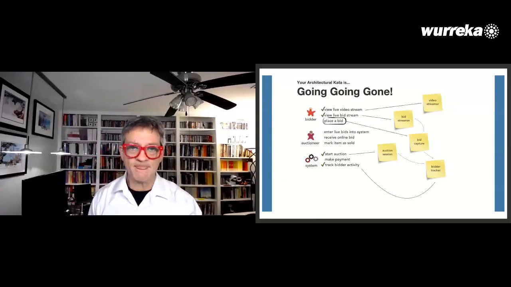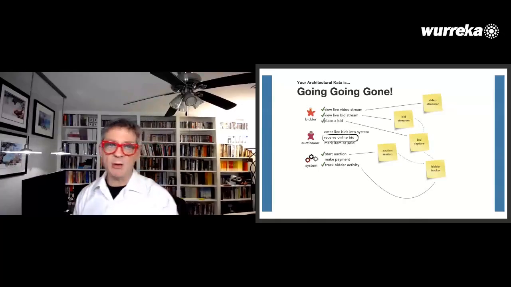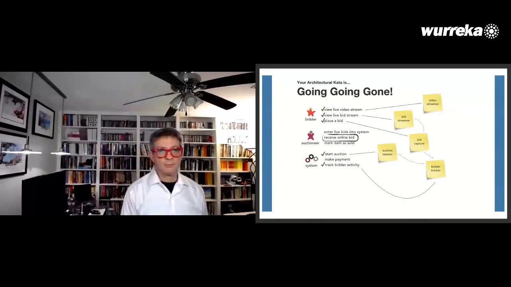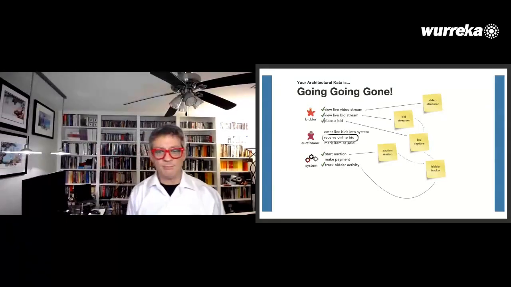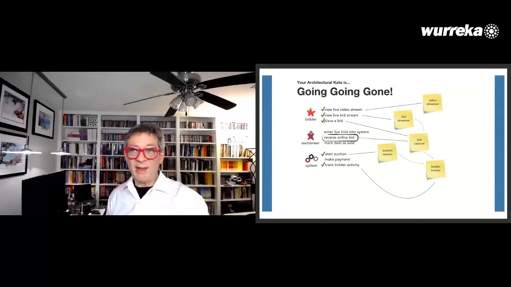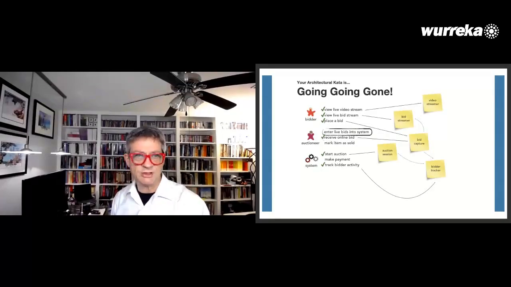because we've got other bidders who may be involved in this auction. Okay, so what about receive an online bid? Should that be a new component or should it be one that I've already got? Well, I've already got bid capture. That's exactly what bid capture is for. And so that seems like a reasonable place to receive an online bid, the same place we place a bid from one of the bidders. So that makes perfectly good sense. What about enter live bids into the system?